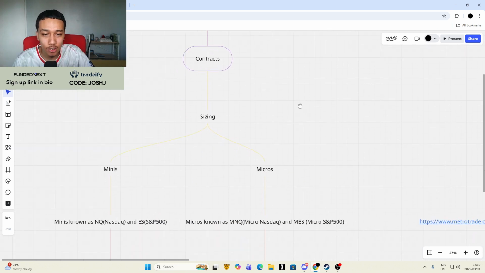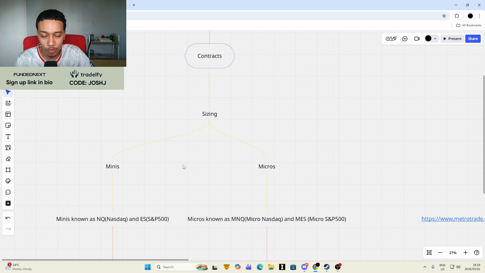But let's go over the sizing, right? You get minis and micros. So minis are 10 times more than micros. It's 10x. So 1 mini is equal to 10 micros. 2 minis, 20 micros. 3 minis, 30 micros, so on and so on. Now, obviously, you don't have to just risk 30 micros. You can risk 27 micros, 17, 6, 7.